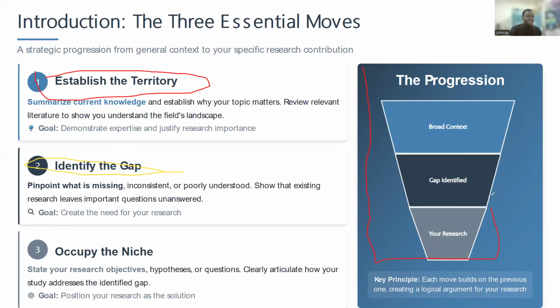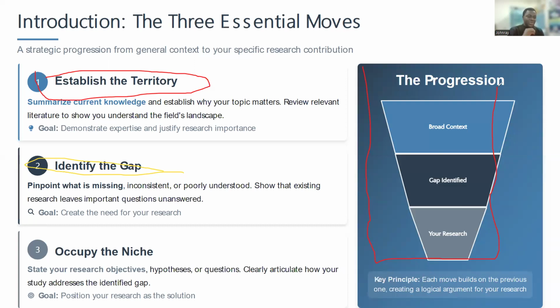Yes, this one. So doing that, you are narrowing down the whole thing together. So the first thing is the broader content. The second is to fix in the gap you have identified. Then the next thing is your research, which is the last thing, occupy the niche. You will now fill in what you want to do, and it will now narrow down. So you start from the top, it's just like this. It's broad, then it comes down smaller. Yes, that is how it is done. So your introduction must contain this. And I've stated something here, a key principle.